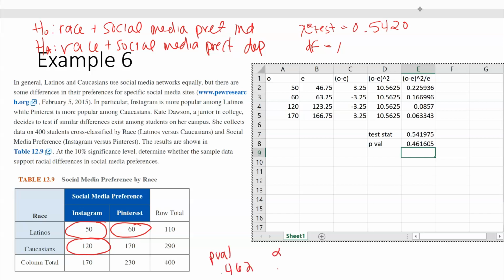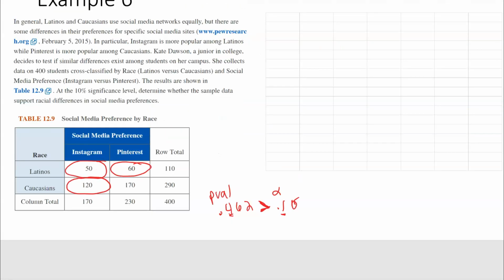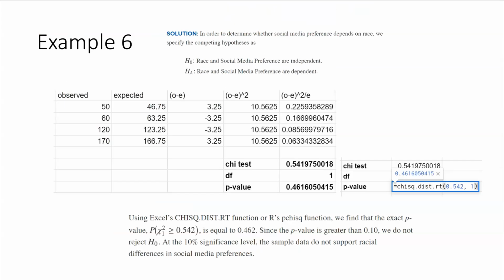How does that compare to our alpha of, oops, sorry, I'm so used to it being 5. It's 10 this time, 0.10. So 4 is greater than 1, so it's greater than. We do not reject the null, which basically says we cannot conclude that there is a relationship between race and social media preference. And that is how we can do an independence test.